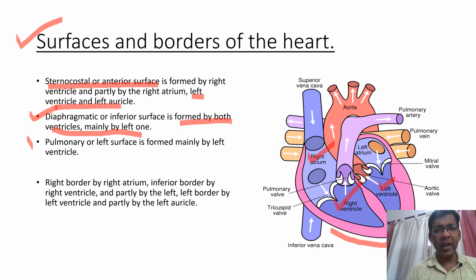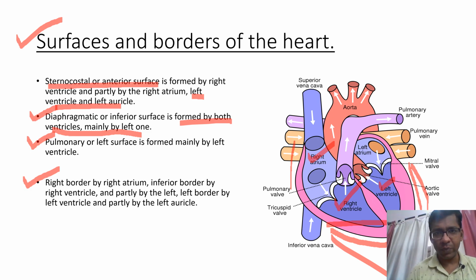Then the pulmonary or left surface is formed by the left ventricle. This is the pulmonary or left surface. Now coming to the borders of the heart, the right border is formed by the right atrium. So this is the right border, mainly formed by the right atrium. This is the inferior border, which is formed by the right ventricle and partly by the left ventricle. And the left border is formed by the left ventricle and partly by the left auricle. So these are the surfaces and borders of the heart.